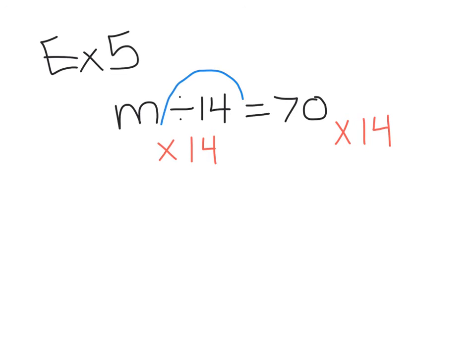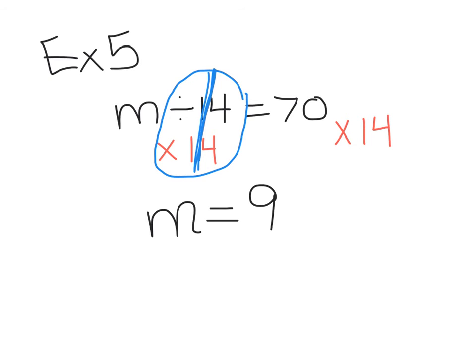Divide by 14 and multiply by 14, they cancel each other out, but they make 1, not 0. So on this side, I have m equals, and then 70 times 14 is equal to 980.